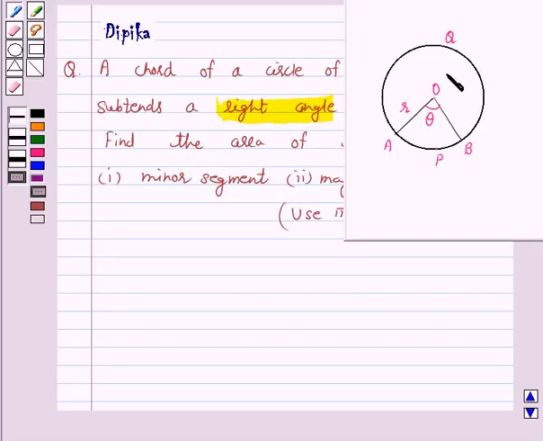Now, the angle of the major sector is 360 degree minus angle AOB. Therefore, the area of the major sector OAQB is equal to the area of the circle, that is pi r square, minus the area of the minor sector OAPB.